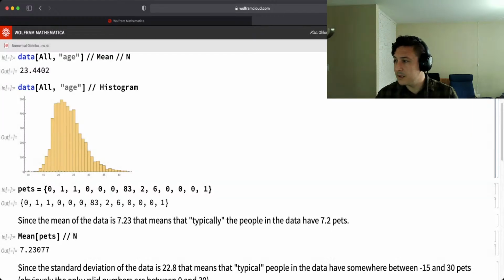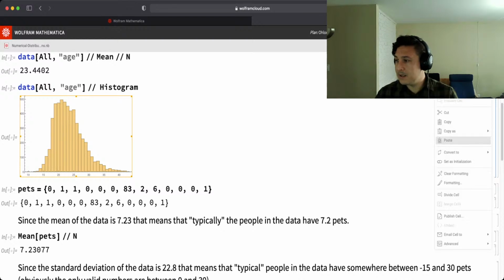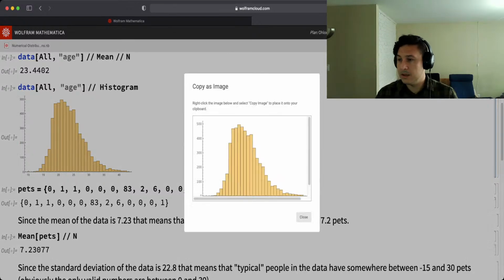Okay, wait, nope, that's not working. Copy as image. No, did it do it? Oh my god. Sorry. Sometimes the computer just goes crazy. Okay, that didn't work. Okay, I want to copy this. Copy as image. Oh, there we go, finally. Okay, copy image.